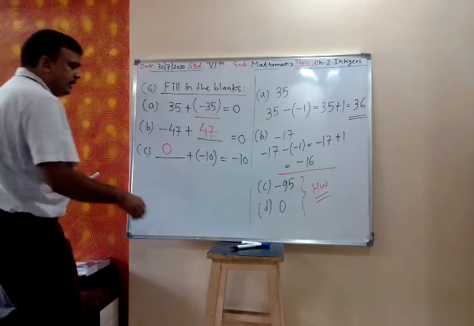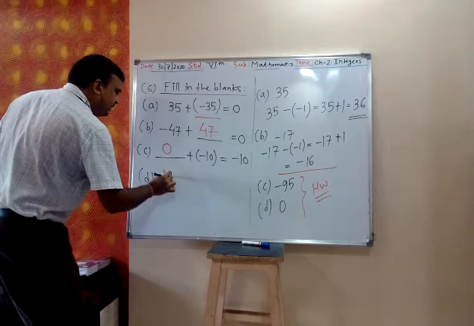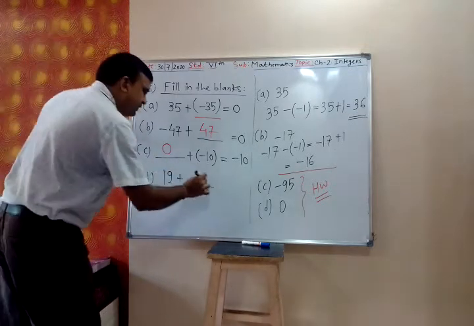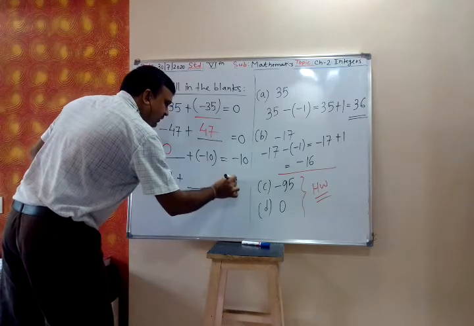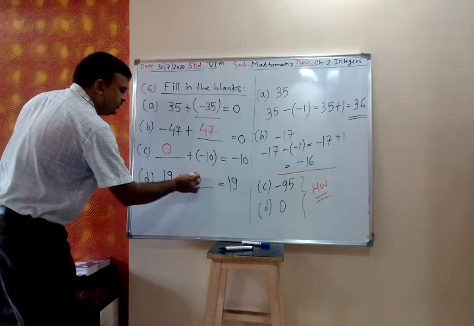Then part D: 19 plus dash is equal to 19. You have to add which number to 19 so that you get 19?